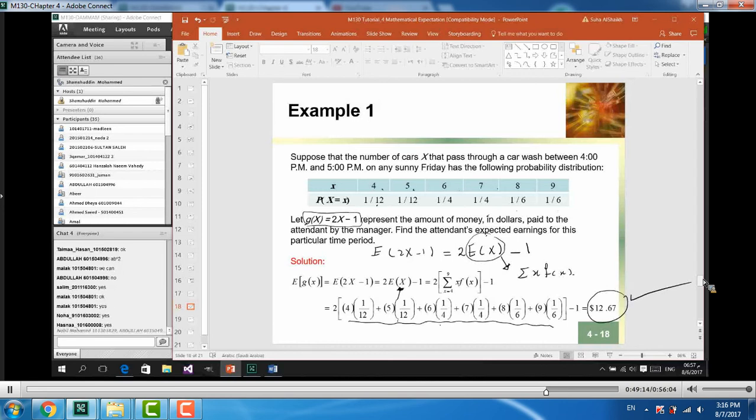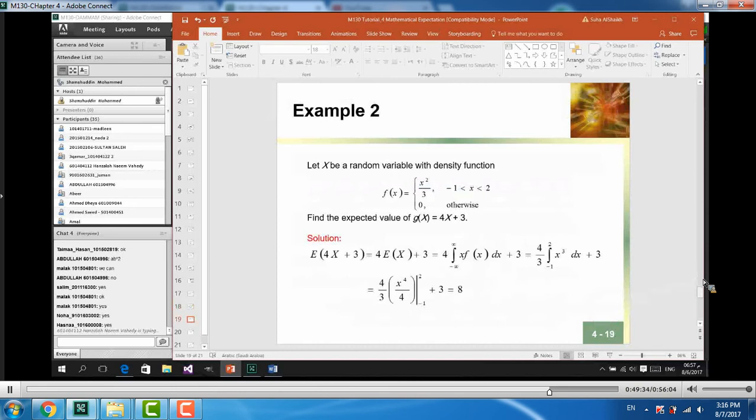It's easier to do it using this way. Even when you study the previous two examples, you can just skip them and use the theorem to find the expectation of the function. Same thing here. This one we did before.